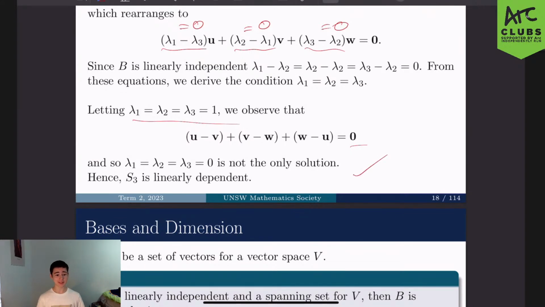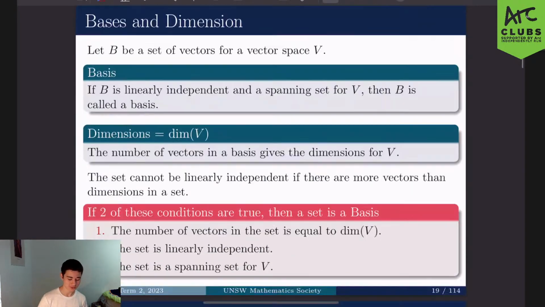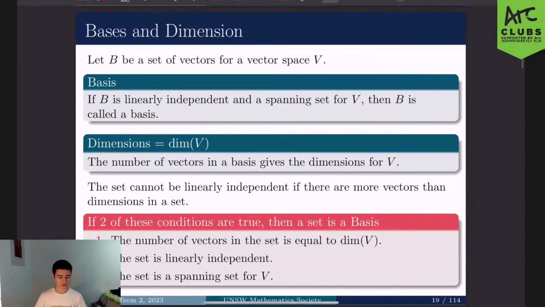And we're done. Okay, that's the question done. We're happy. We got through it. And next, we're going to move into bases and dimension. Okay, so bases and dimension.